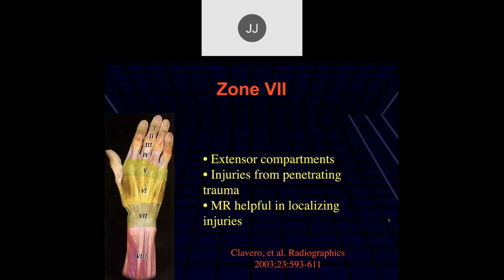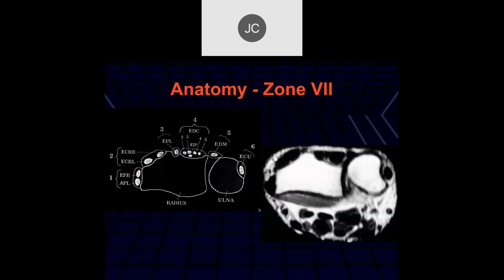Then we go to zone 7. This is the area of the wrist. We can see the extensor compartments here. Injuries are typically from penetrating injuries, and MR is very helpful at localizing the injuries.